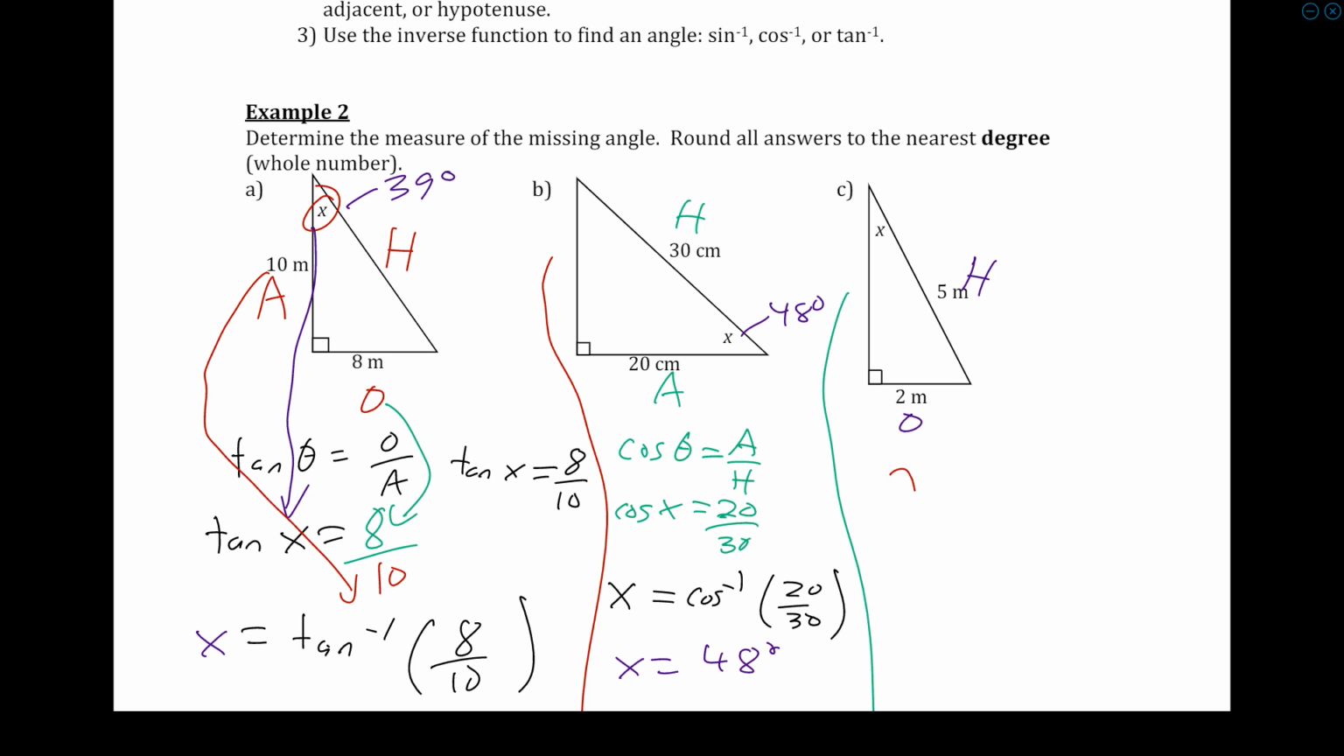Okay, so opposite hypotenuse, that means I'm using the sine relationship. Sine of theta is O over H. Or in this case, sine of x is 2 over 5. So to find x, I'm going inverse sine of 2 over 5. Second sine 2 divided by 5 bracket equals. x is 23.57, so we'll call it 24 degrees.